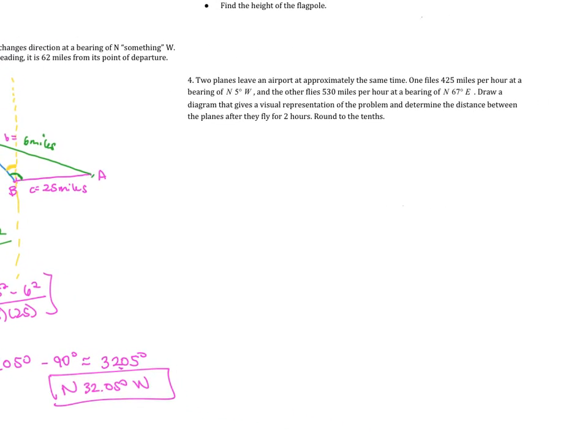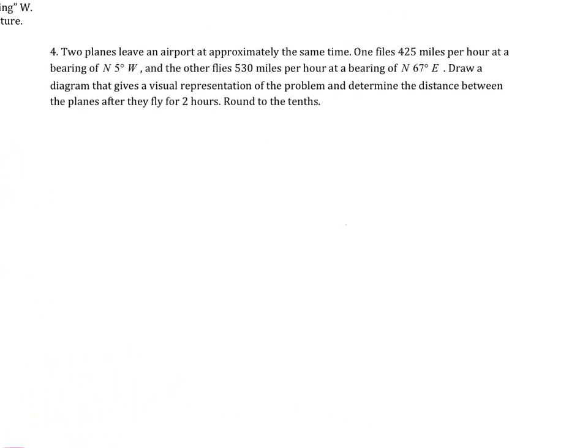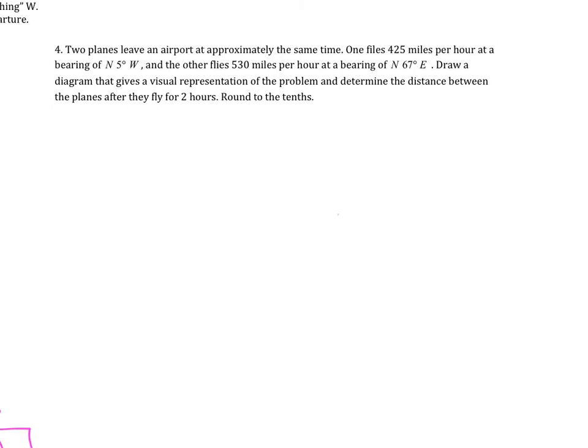Let's also look at problem number 4. So 2 planes leave an airport at approximately the same time. One flies 425 miles per hour at a bearing of north 5 degrees west. So let me draw my compass. So north, east, south, west. So north 5 degrees west here. So it's 5 degrees. And then 425 miles per hour.